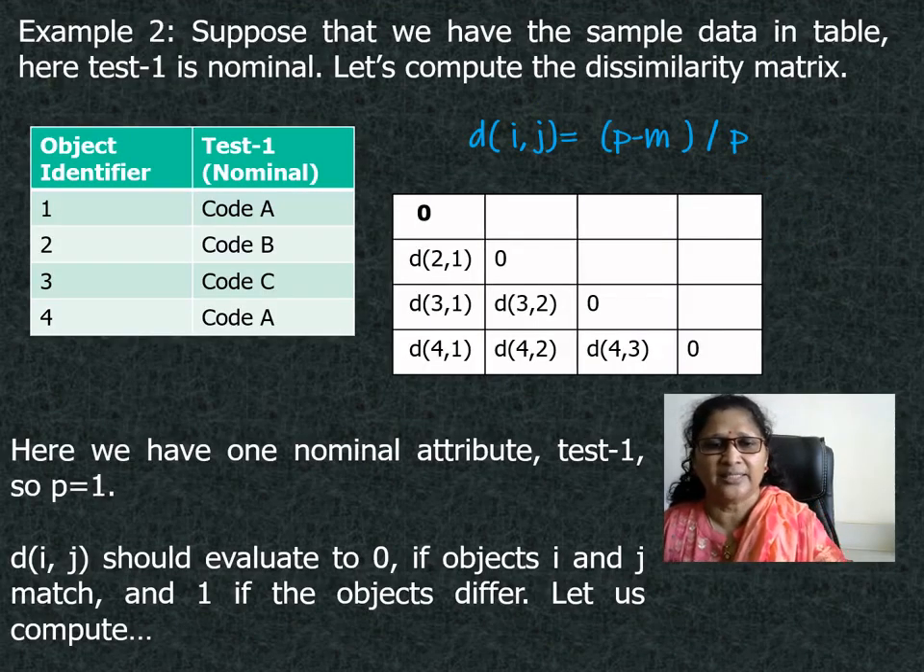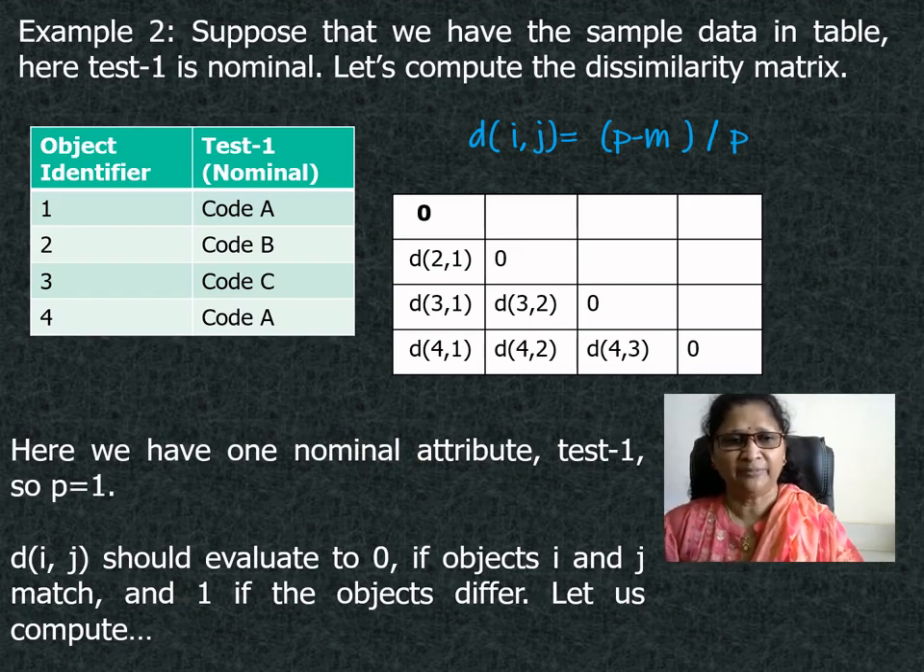Let us look at this example. We have a sample data table. Here test 1 is nominal, and we are going to compute the similarity matrix for this one feature, which is test 1. Object identifiers are the employee IDs 1, 2, 3, 4.